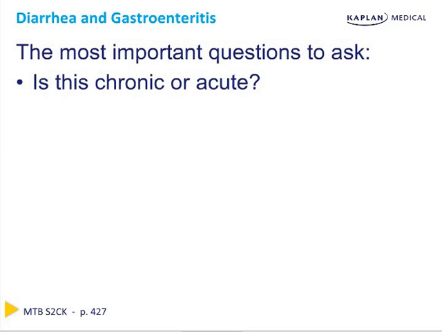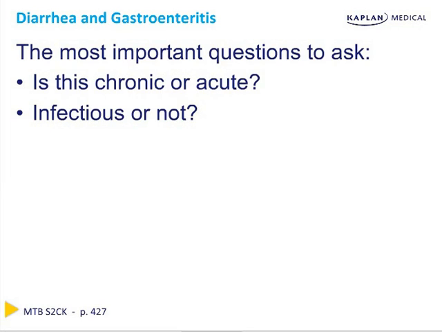Is this chronic or acute? Has it been going on for several weeks or months, or has this only been the past 14 days? Because chronic diarrhea is not common in children. People are going to be bringing their kids in if they've been having diarrhea for 3 weeks, so you're not really going to see chronic diarrhea that often in kids. And then, is it infectious or not? There are very few chronic infectious diarrheas, particularly in children. But acute infectious diarrhea is probably the most common cause of diarrhea in children.